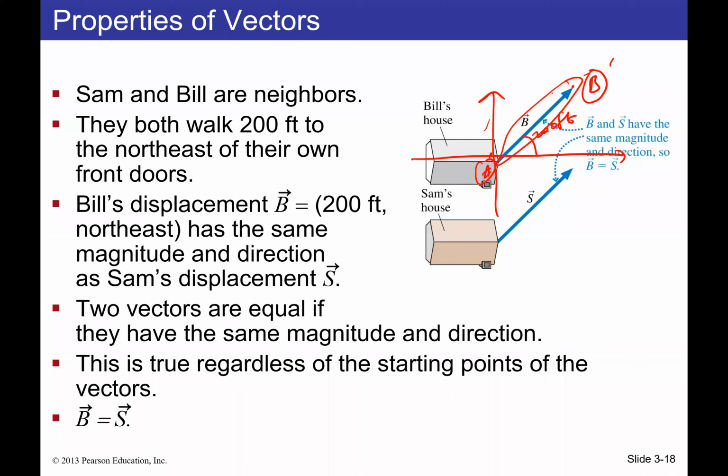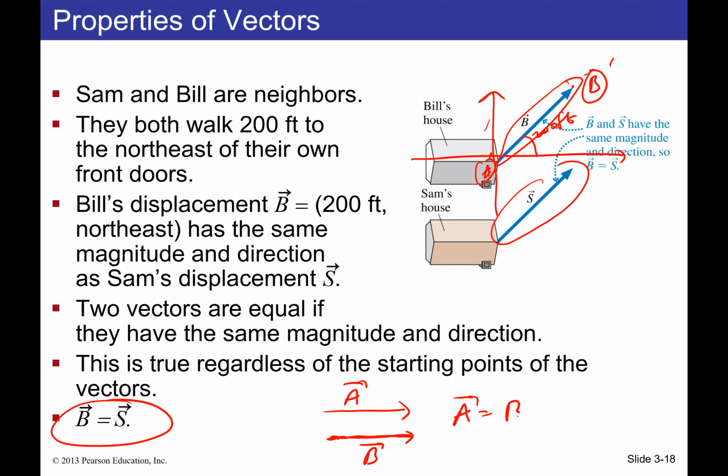So if I compare vector B and vector S, I can see that both of them are 200 feet long. Both of them point in the same northeast direction. So we can say those two vectors are identical. They are exactly the same magnitude, exactly the same direction. That means you can have any two vectors: here's vector A, here's vector B. If they both point in the same direction and both have the same length, then you can say they are exactly the same. If, for example, B is in the opposite direction but has the same length, then you can say A is equal to negative B, that negative indicating the opposite direction.